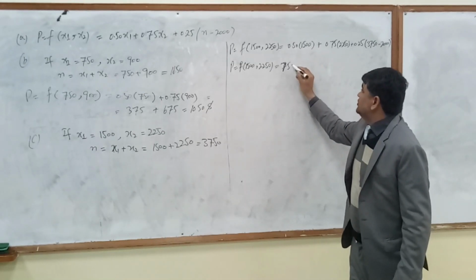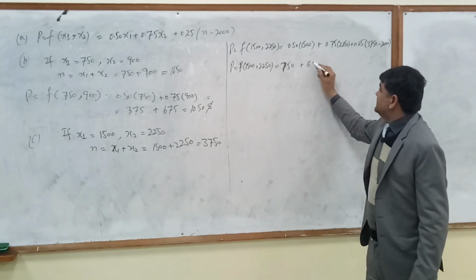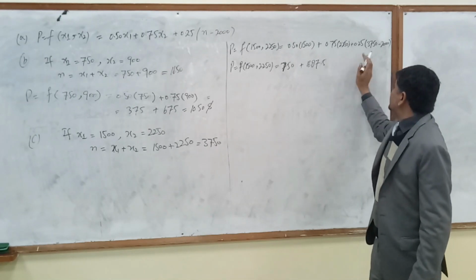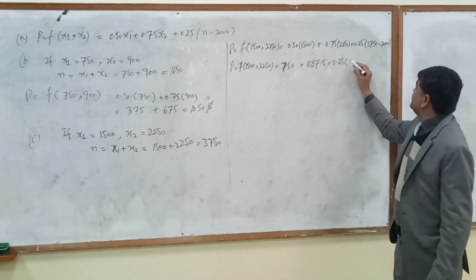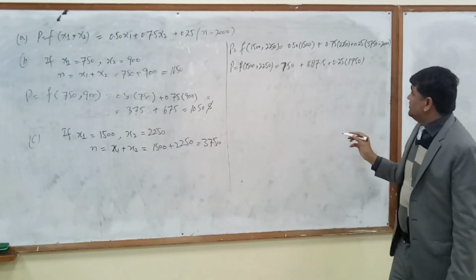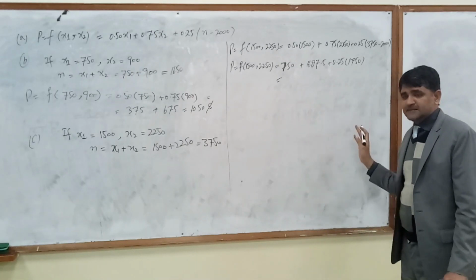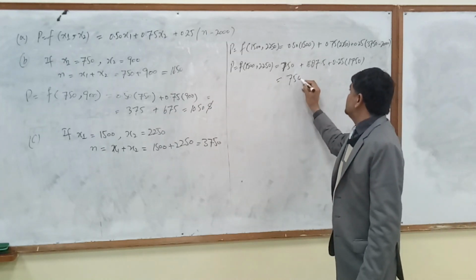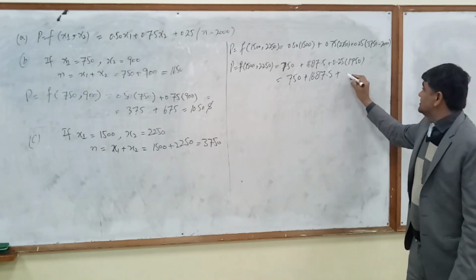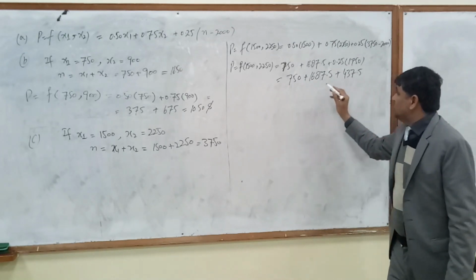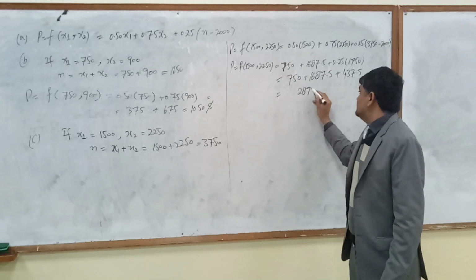750 plus 1687.5, and here 0.25 into 1750. So what is the sum? Just tell me the overall total value. So 750 plus 1687.5, and the value here is 437.5. What is the sum? $2875.